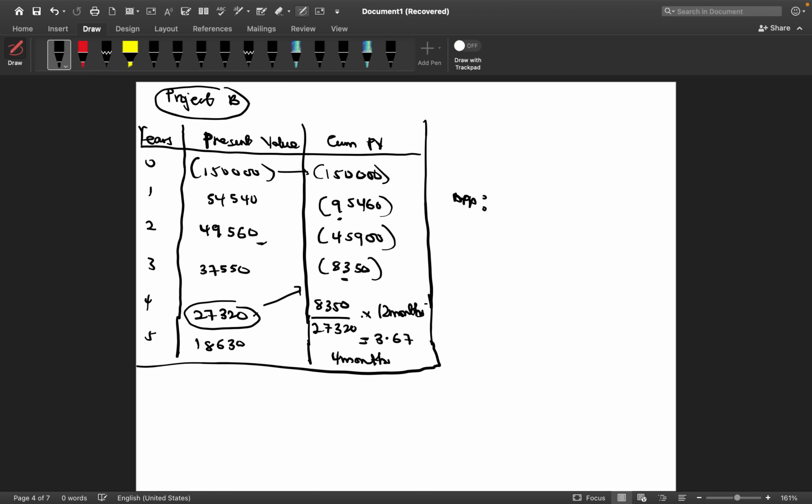So I did this calculation in year 4. Look at this. I did a calculation in year 4. So I picked the 4th year. So 4 years, 4 months. So that's all for the discounted payback period.